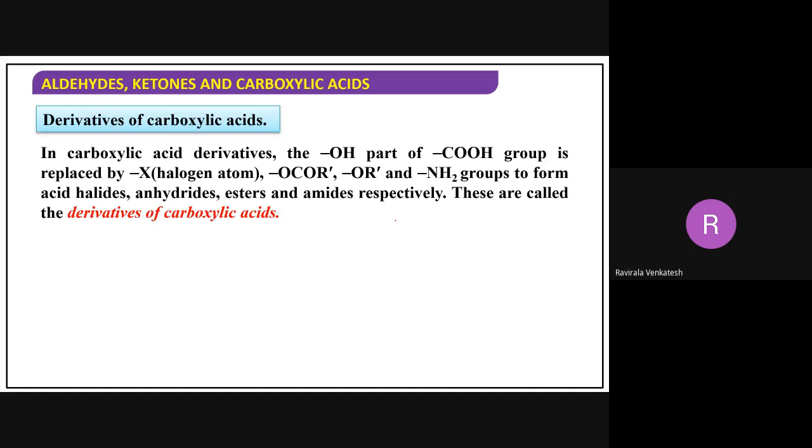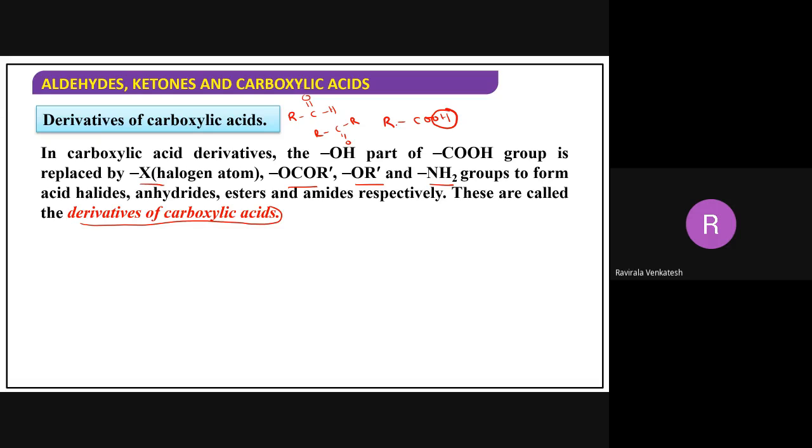Now, carboxylic acids can be written as RCOOH. This OH part will be replaced with various groups like halogens, ester groups, ether groups, amide groups, to give different types of compounds. They are called derivatives of carboxylic acid. But RC=OH or RC=OR cannot be called derivatives of carboxylic acid. Carbonyl compounds are not called derivatives of carboxylic acid.